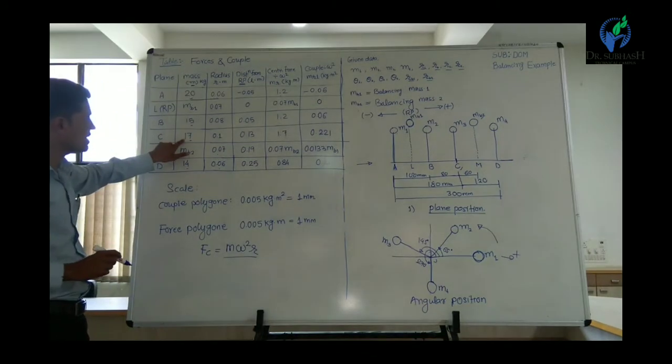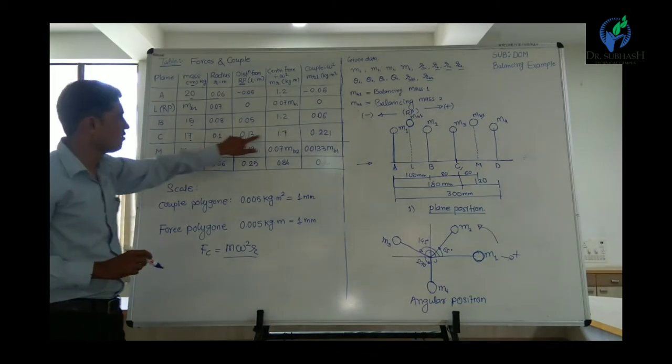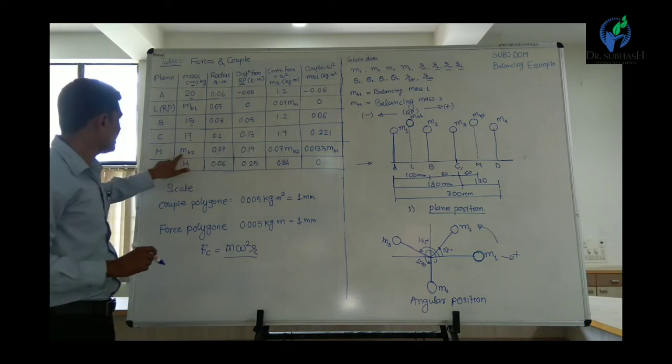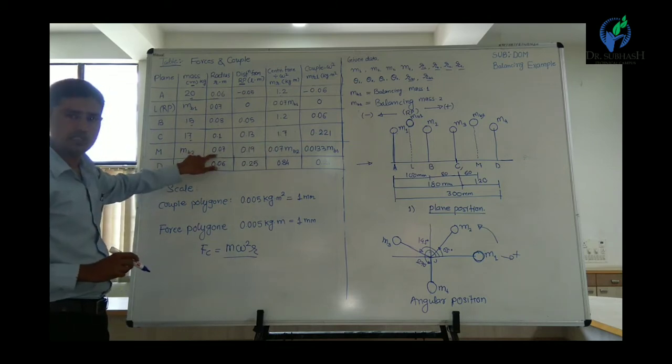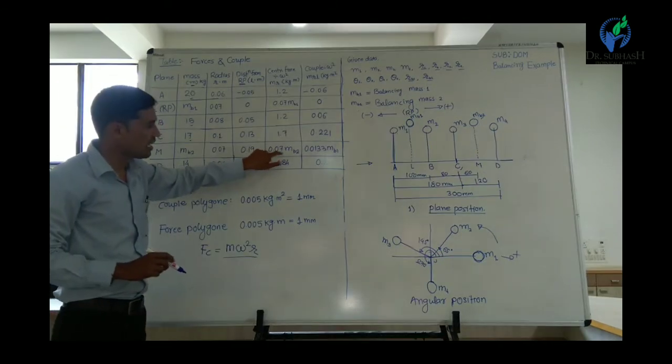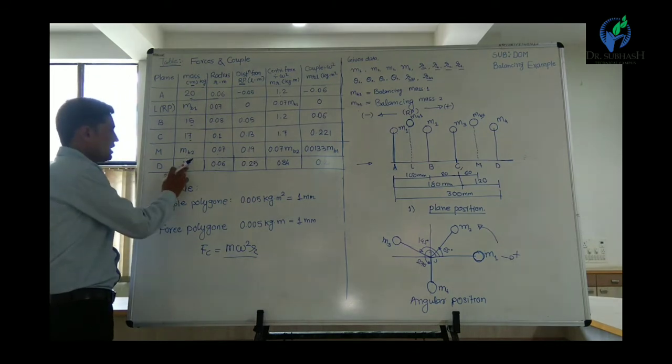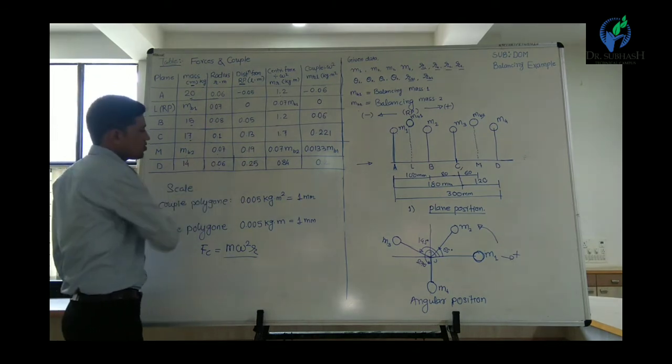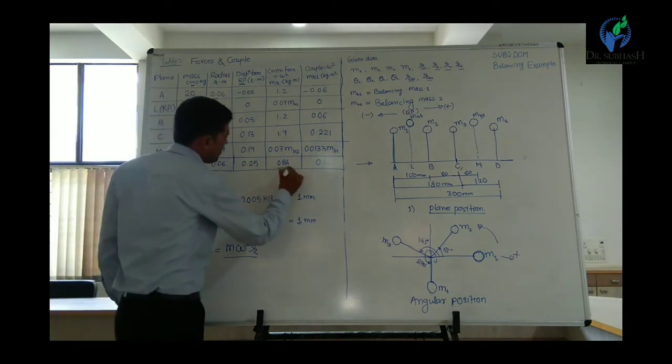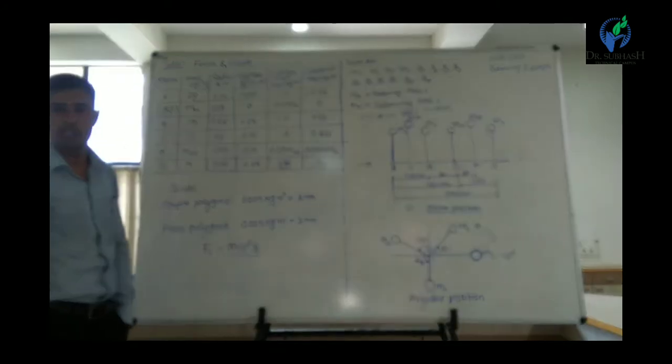Similarly, it is 17 kg and this is 0.1, so it will become 1.7. Similarly, it is MB2 and the radius is 0.07, so 0.07 MB2. It is 14 kg and it is 0.06, so it will become 0.84 kg-meter.